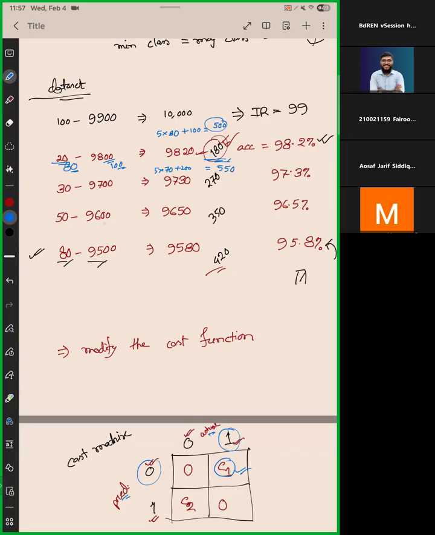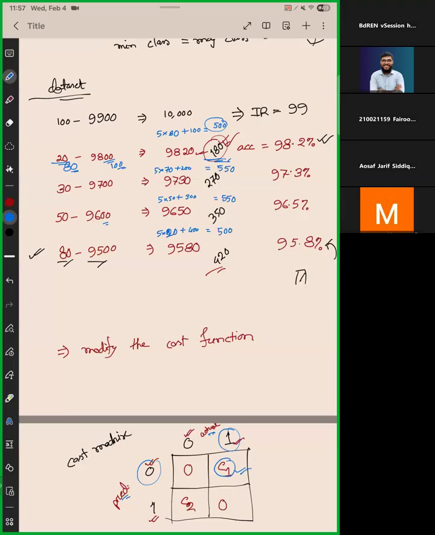Okay, let's look at this one. It is going to be 5 into 50 plus 300, so this is 550. This one is also going to be 550. Okay, and this is 80, so 5 multiplied by 20 plus 400. So it is going to be 500 now. Are you following? Is it clear up to now?